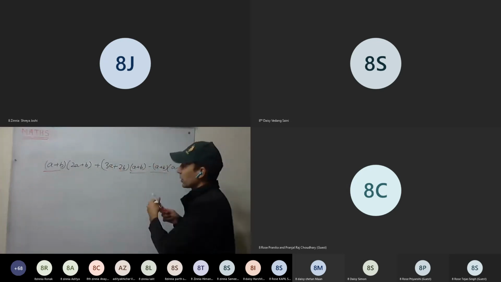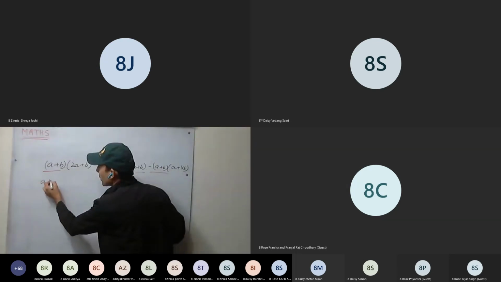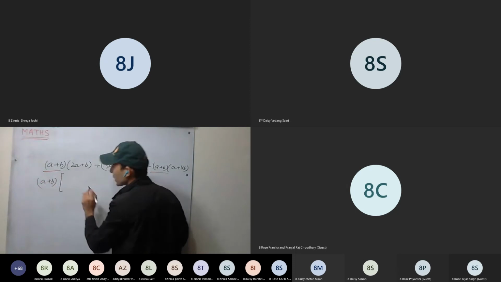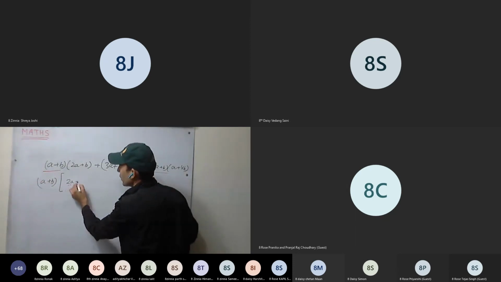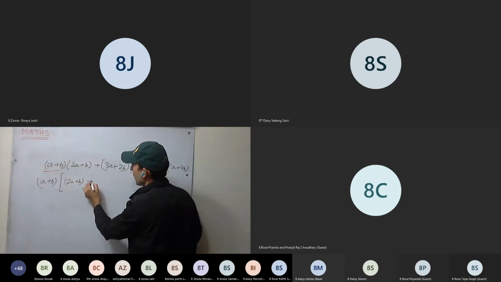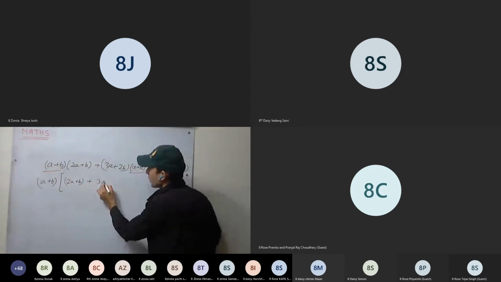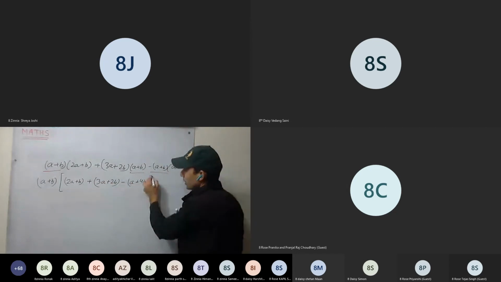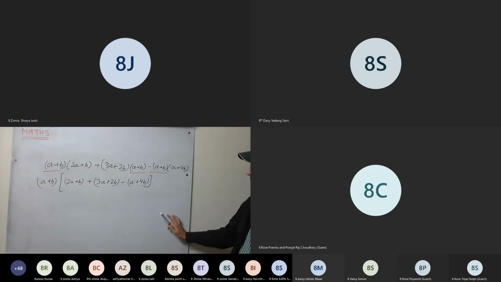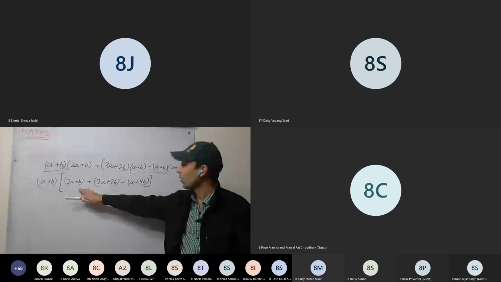So we take (a + b) out. This time I am putting this one in a square bracket. Now what is remaining? (2a + b) + (3a + 2b) − (a + 4b). This is remaining. Okay. Now open the bracket.